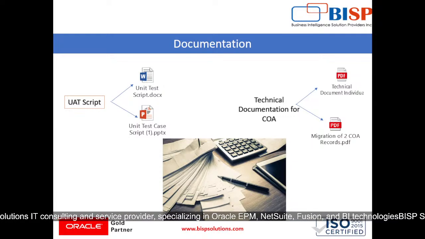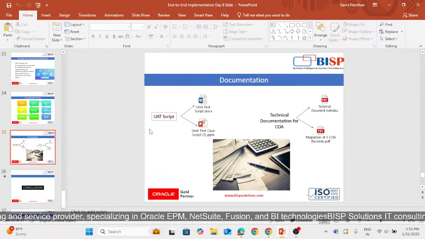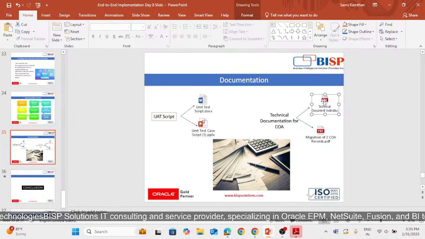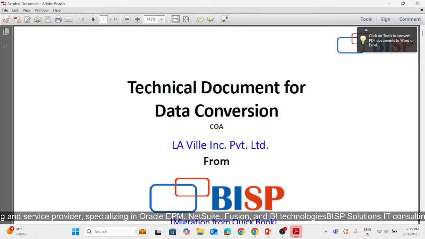So starting with our documentation, if we want to create a UAT document to provide to our end user, I have provided it here. So before going to our UAT scripting, we should see the technical documentation I have created for COA, and like that only we can create it for customers, items, vendors. Like this we can create a technical document for the same.